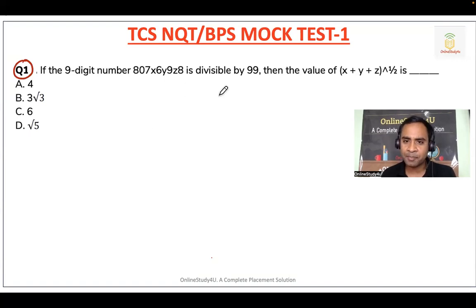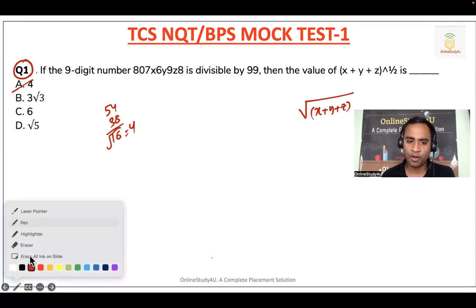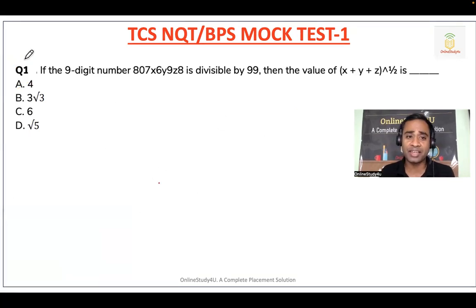If the 9-digit number is divisible by 99, then the value of the square root of x plus y plus z, right? Now, 8, 7, 15, 6, 21, 9, 30, 38, 54 minus 38, that means 16. The square root of 16 is 4. So option A will be the correct answer, right? So you have to be that quick in the examination to solve the major problems. Many of you, when you see the problems, will not be able to solve them, or you will leave them like that only.